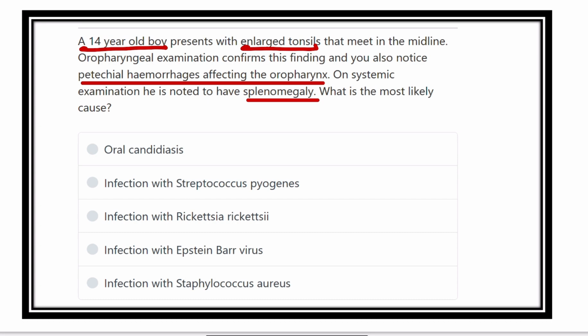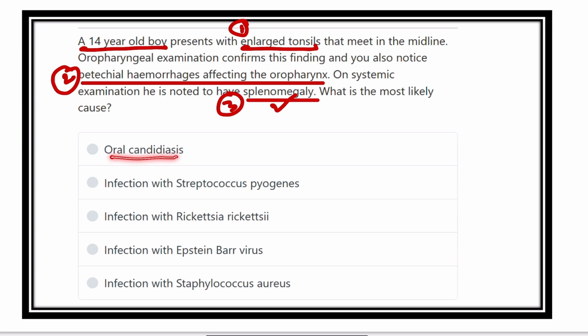So here, the most important points are: first, enlarged tonsils; second, petechial hemorrhage of the oropharynx; and third, splenomegaly. We have to remember that splenomegaly is caused by different organisms, and we have to find out one of the organisms which can cause splenomegaly and also affect the oropharynx and tonsil. So what may be the answering option?